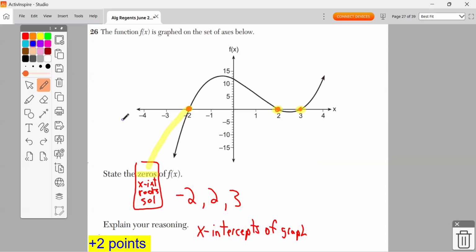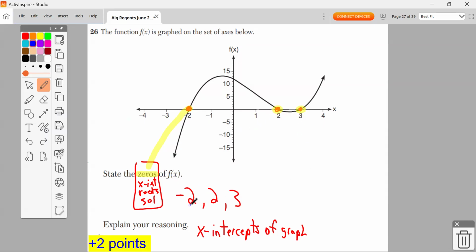In question number 26, the function f of x is graphed on the set of axes below. State the zeros of f of x. The zeros are the x-intercepts. It's where the graph crosses the x-axis. So it crosses, remember, zeros mean x-intercepts, roots, and solutions. The zeros, or x-intercepts, are negative 2, 2, and 3.